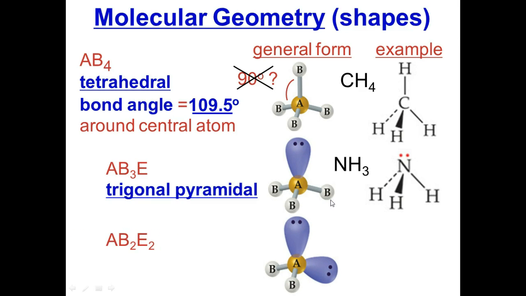And then we have AB2E2, so one central atom, 2 bonds, and then 2 lone pairs that are floating outside that push them down. And this is called a bent shape because it forms like a bent line. And a good example is H2O or water.